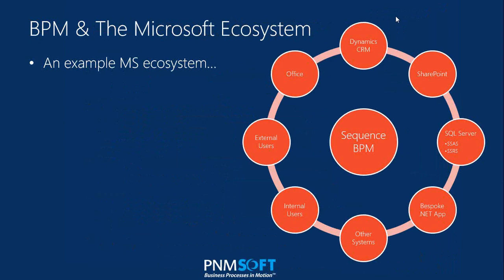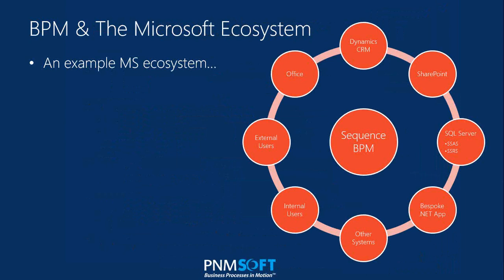Okay, so I'm just going to illustrate with our BPM product Sequence a few of the concepts that have been discussed. I'm going to use an example Microsoft ecosystem as part of my demonstration, and that includes Microsoft products such as Dynamics CRM, SharePoint, SQL Server, including Analysis Services and Reporting Services, and also possibly bespoke .NET applications or even other systems. These are all used by both internal and external users, all possibly using Office as part of their desktop. So this is what I'm going to use to illustrate the ideas.